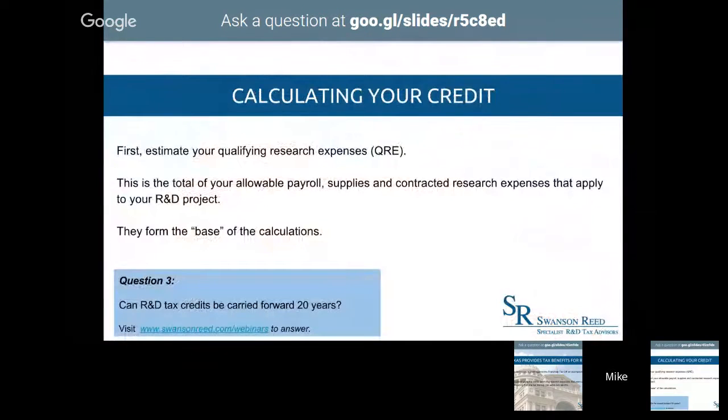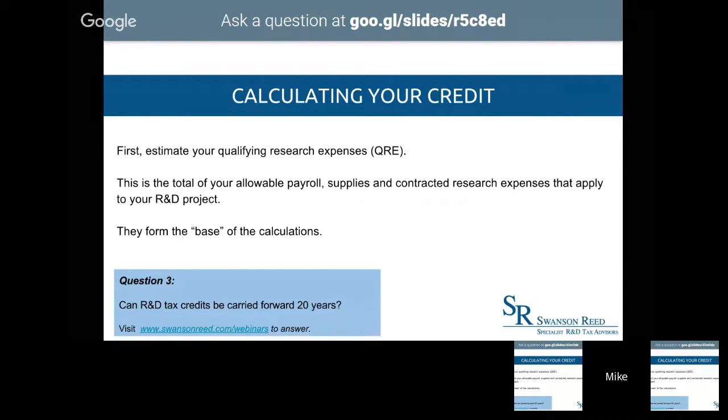Okay, let's go through some simple calculations on your credit, and we'll keep this real simple. I'm going to use small numbers and round numbers, so it will not be difficult. The first thing to do in calculating your credit is to estimate your QRE. That's those three big factors that we talked about earlier: your payroll, your supplies, and the contractor research expenses that you have. This is what forms the base of your calculations. If you can get this part right, the rest of it is so easy.